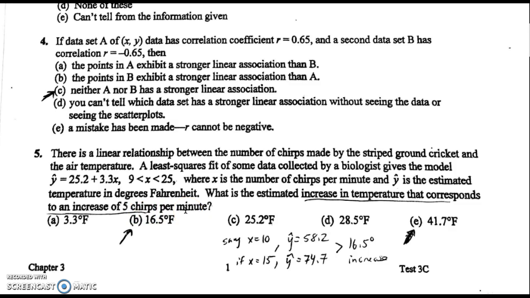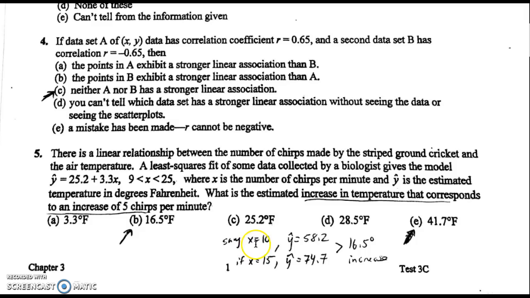So my first instinct, the first time I ever did this question, was to take 5 and plug it in for x. And if you do that, you will get E. But E is not the right answer. What you need to do here is figure out what is the increase in temperature if you increase the chirps by 5 per minute. So you need to pick some x value, plug it in, and then pick some different x value that's 5 units higher and plug it in and see what the difference is.